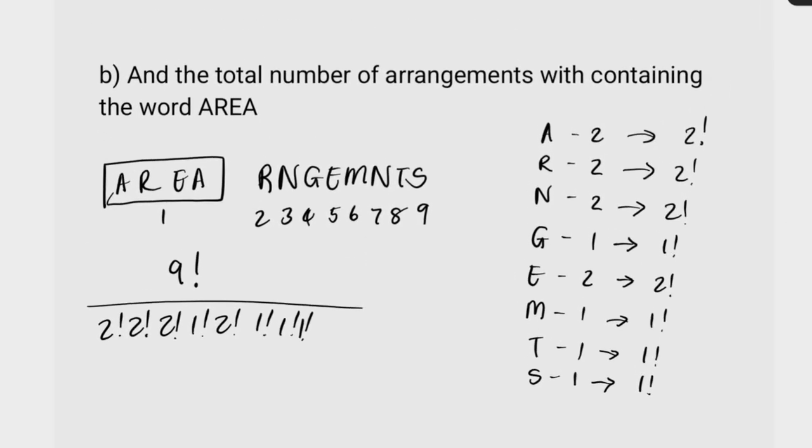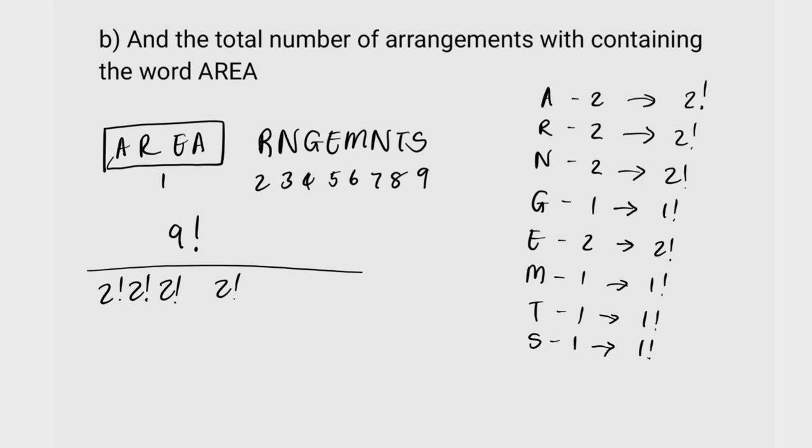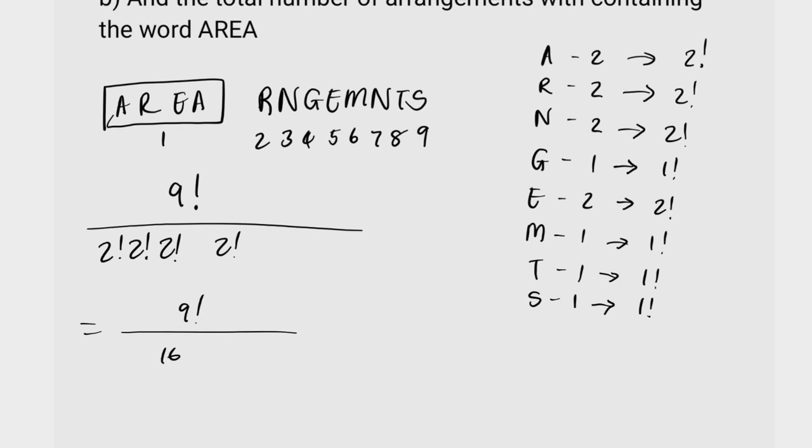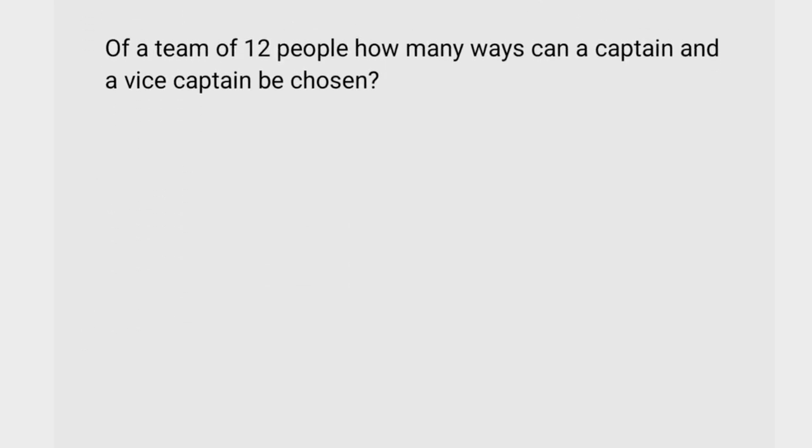Okay, so there we go, folks. This is the answer. This is the number of arrangements. Like I said, you could ignore the ones. Let's just remove the ones, to simplify, and then simplify the twos. That's 16, 9. Yeah, that's the number. So on to the next question.